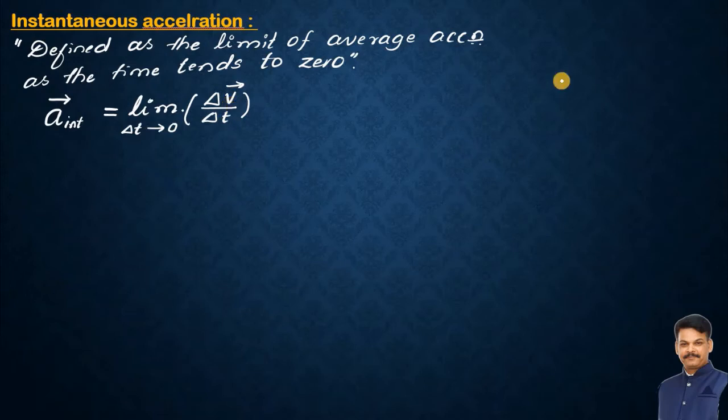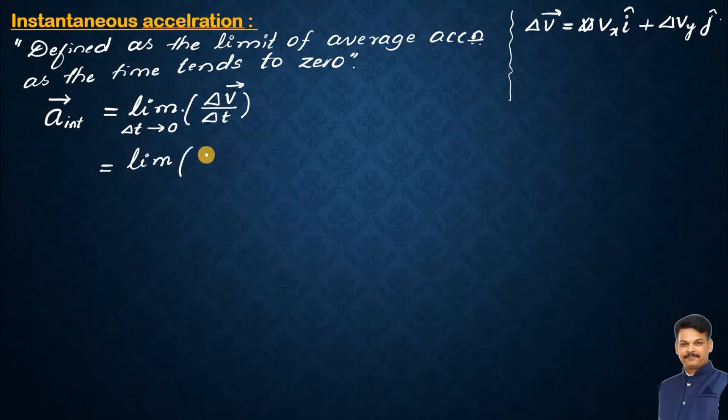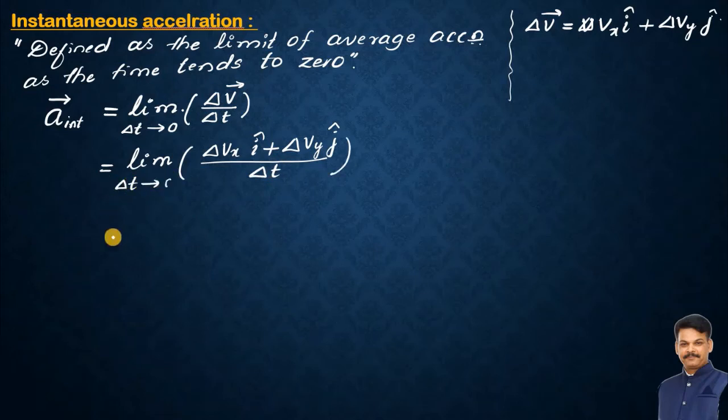Now we know what is delta v. Already in the previous case we discussed it. Delta v, in terms of its components, is delta vx into i cap plus delta vy into j cap. The same thing is substituted here along with the limit. So it is the limit of delta vx into i cap plus delta vy into j cap, the whole divided by delta t, as delta t tends to 0.